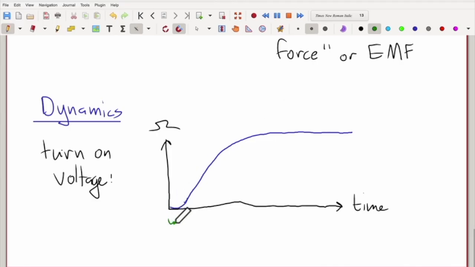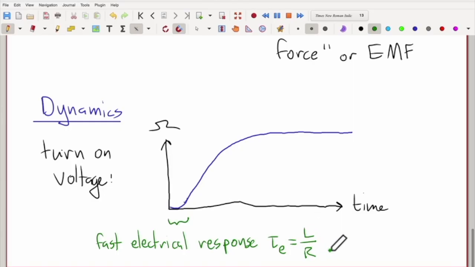The first thing that happens is this fast electrical response. You can have an electrical time constant associated with it, and that time constant turns out to be the inductance of the coil divided by the resistance of the coil. Then you have the slower response here.